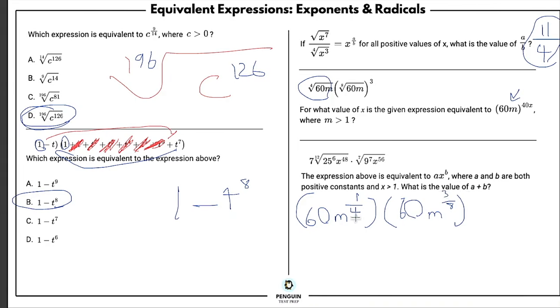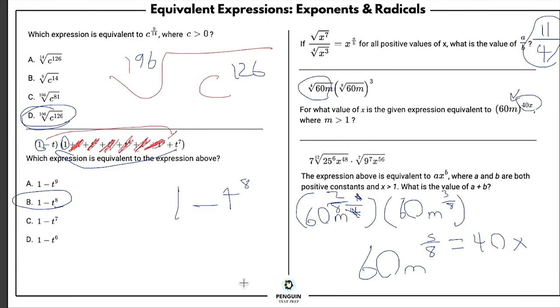And now, since we are multiplying the same bases, we can add those fractions together. Again, I don't need to use Desmos because 1 over 4 very easily goes into 2 over 8. So now 2 over 8 plus 3 over 8 is 5 over 8. So we have 60m to the 5 over 8. And this is supposed to be 40x, right? So basically 5 over 8 equals 40x.